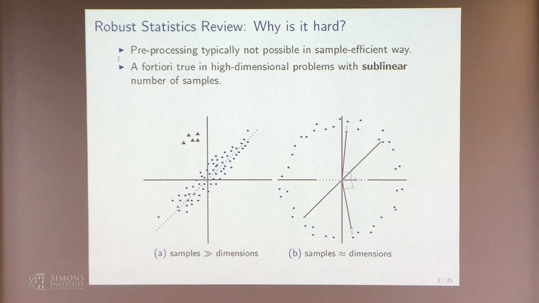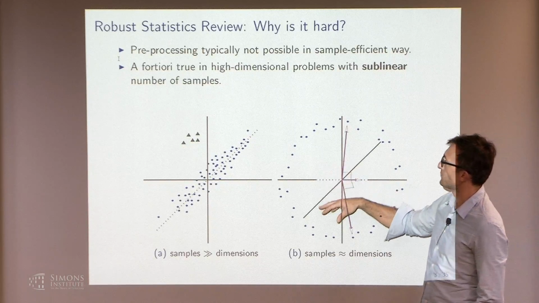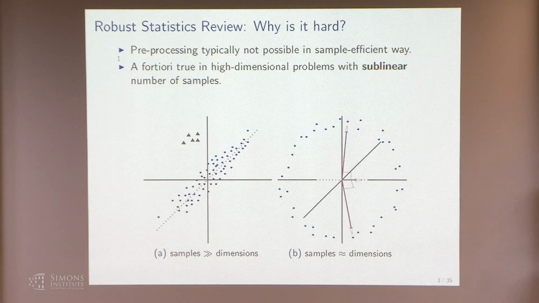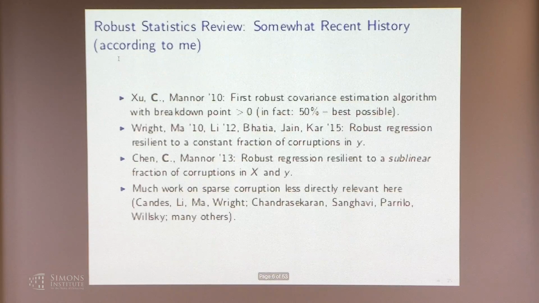There's no real pre-processing that you can do. The only thing that actually reveals the presence of an adversary is if you know the solution already, because the solution would fit the majority of your points, but not fit the outliers. So it's a chicken and egg problem in this way. So this is why there are a lot of interesting things here.